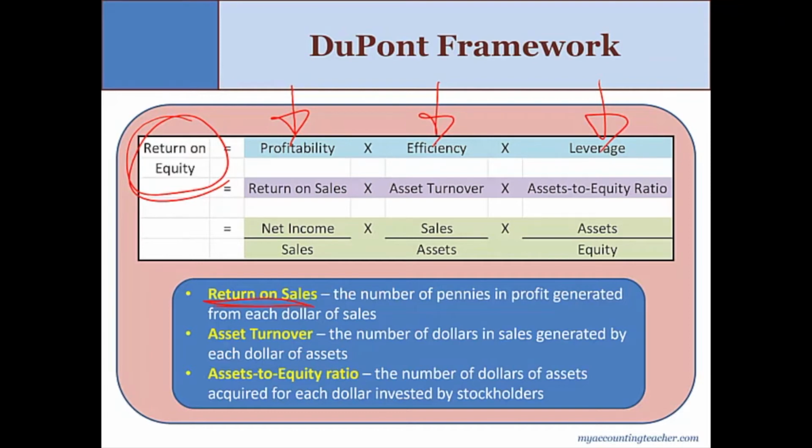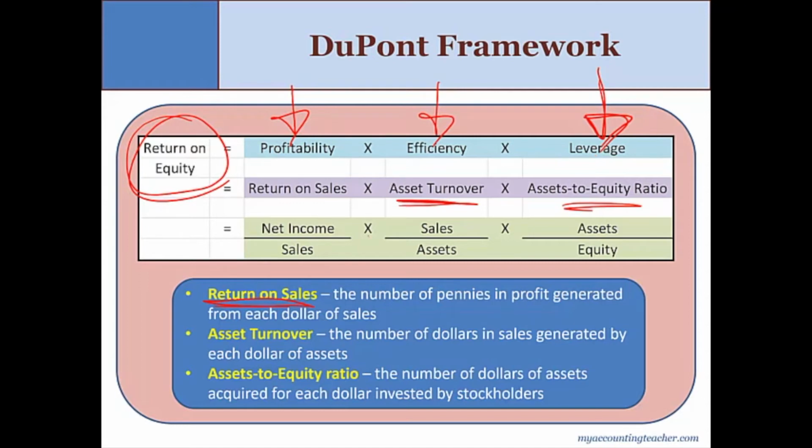Return on sales, we've seen that before. Return on sales is how much profit is generated from each dollar's worth of sales. Asset turnover, how much sales are generated by each dollar's worth of assets. And then this leverage ratio, and remember there are multiple different leverage ratios. This one is assets to equity. What portion of your asset is funded by equity? That tells me how much debt I have. It's another way to say how much debt have I got.